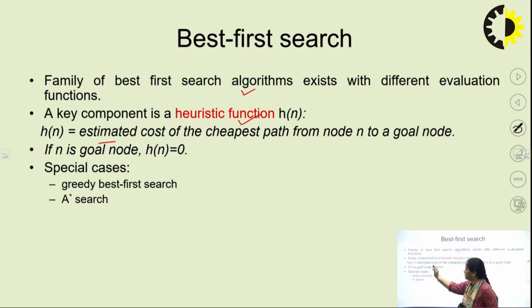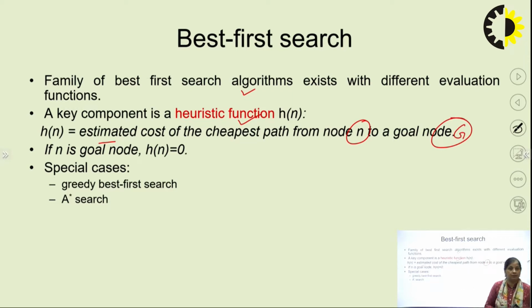The heuristic function h(n) gives us the estimated cost of the cheapest path from node n to our goal. Let me call the goal G. So it takes the estimated cost of the cheapest path from node n to goal node G. If we are calculating the heuristic function and we are at the goal itself, then h(n) will become 0, because that is the estimated cost.